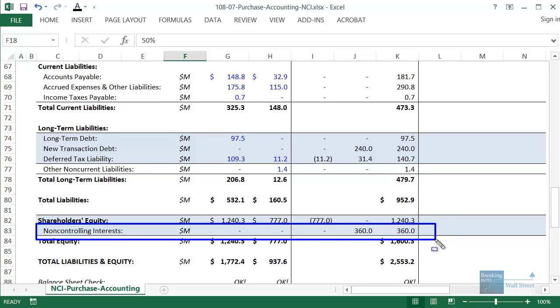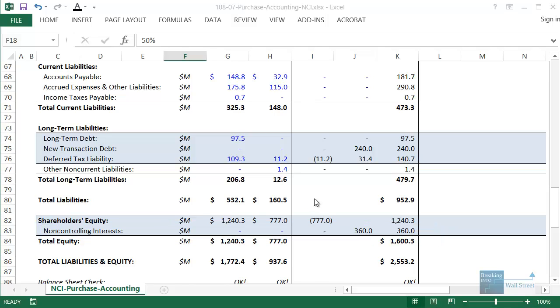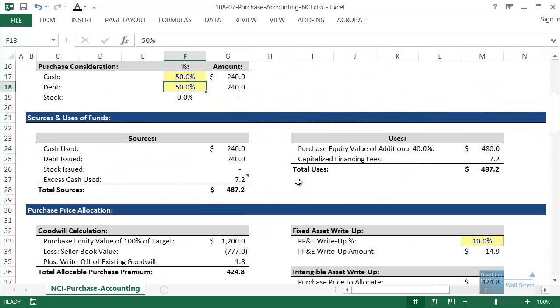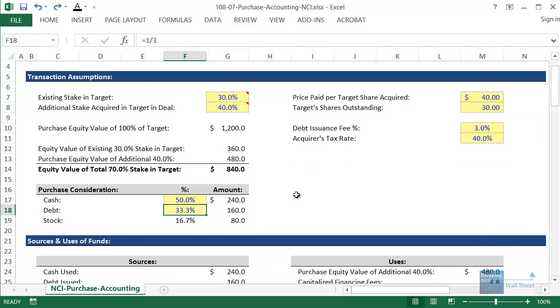So this business with non-controlling interests and equity investments does not change regardless of the purchase method, regardless of the amount of cash, debt, and stock used to pay for the company. And you can play around with other scenarios and see what happens here, but that is just one quick thing I wanted to show you.